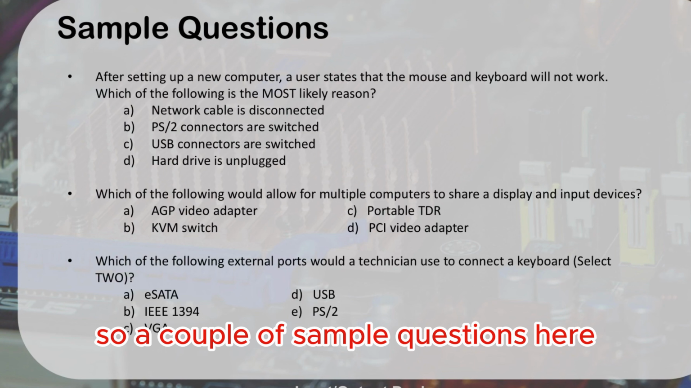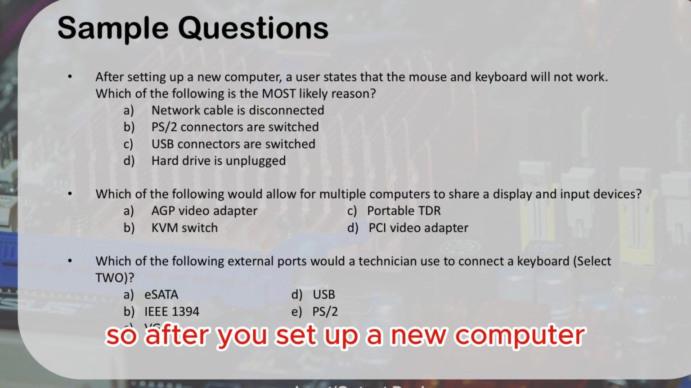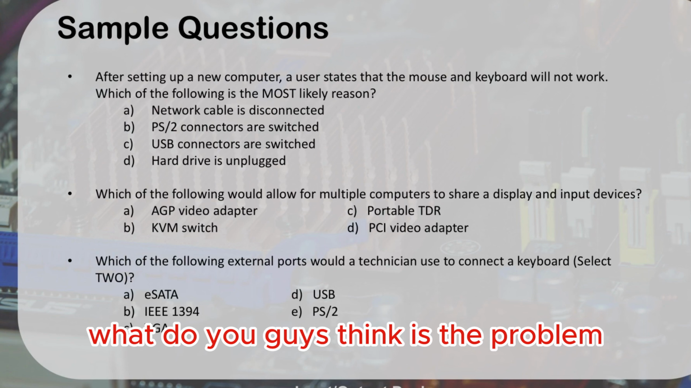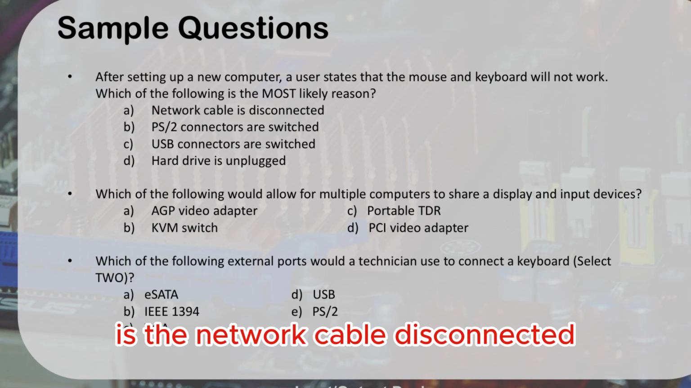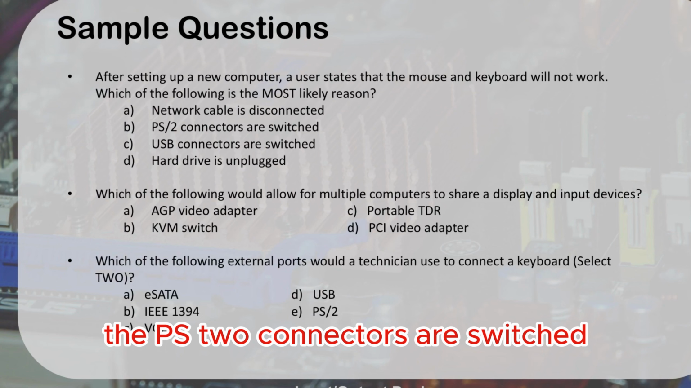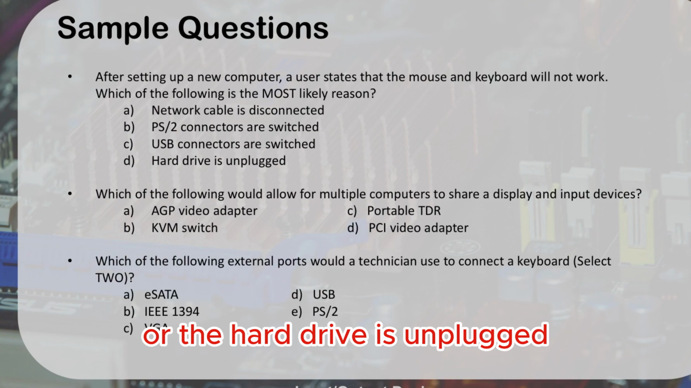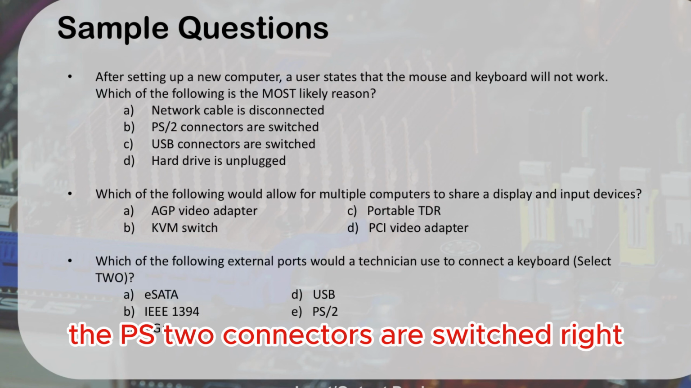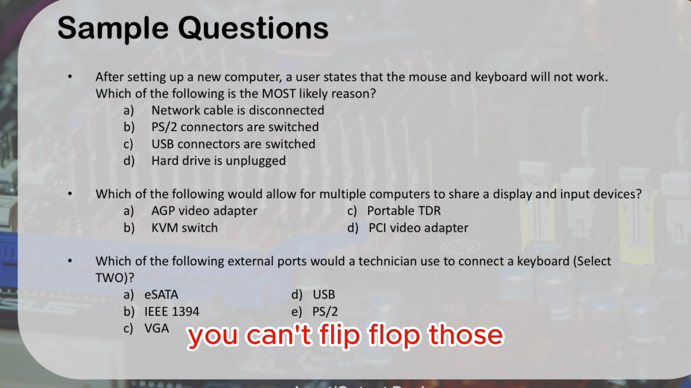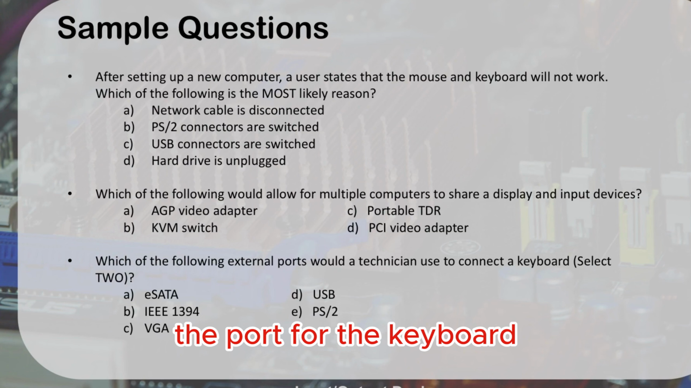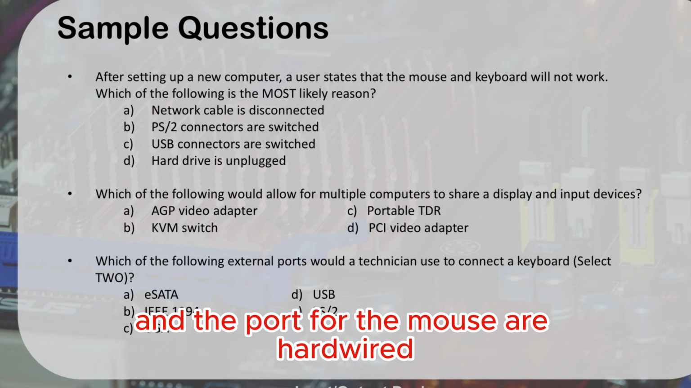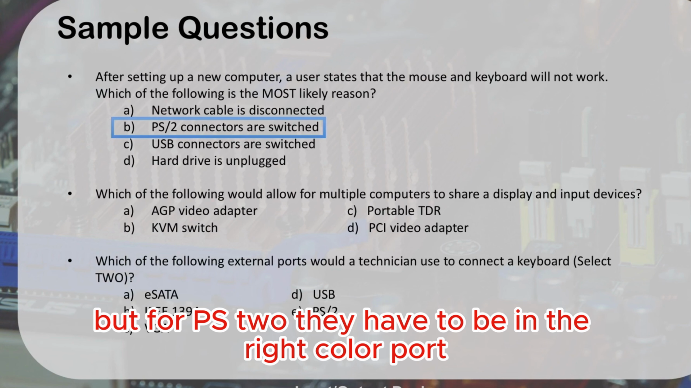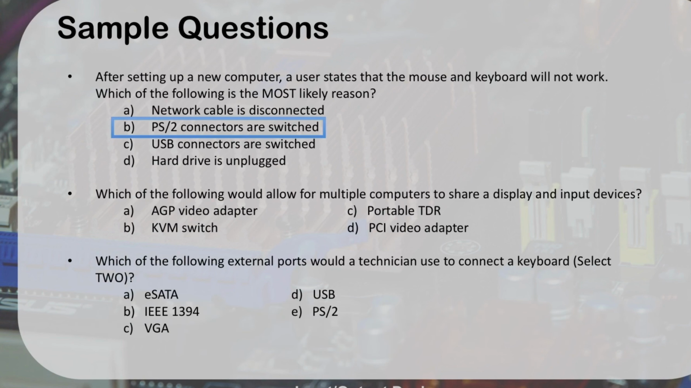So a couple sample questions here. After you set up a new computer, your user states that the keyboard and mouse won't work. What do you guys think is the problem? Is the network cable disconnected? The PS2 connectors are switched. The USB connectors are switched. Or the hard drive is unplugged. B, PS2 connectors are switched. You can't flip-flop those. The port for the keyboard and the port for the mouse are hardwired for that. With USB, you can switch them all day long. There's no problem. But for PS2, they have to be in the right colored port.